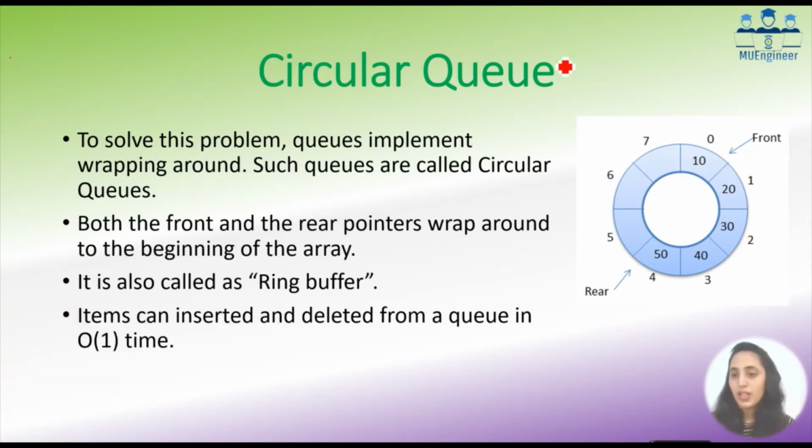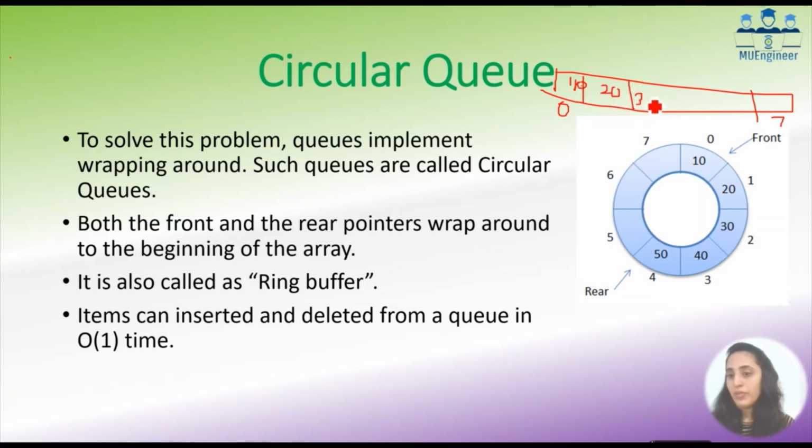So we'll just go and see this. Suppose I have an array from location 0 to location 7, and I have the number 10 here, 20 here, 30 here, 40 and then 50. 50 was the last value which I added, at location 4. Currently front is equal to 0, which is pointing to 10, and rear is at 4, which is pointing to 50.